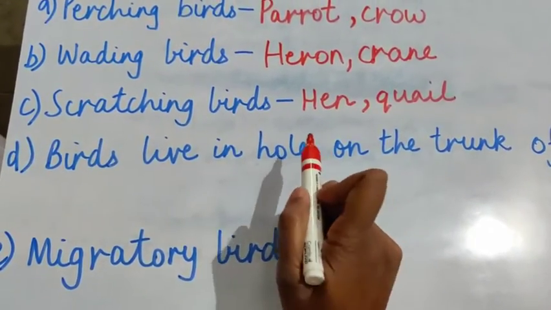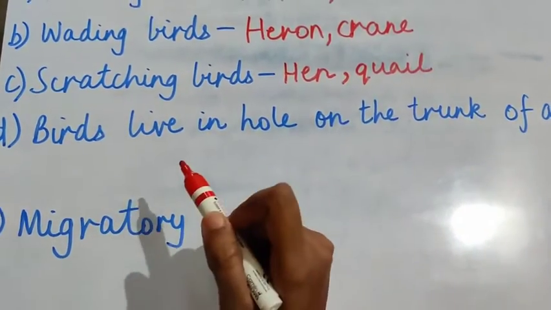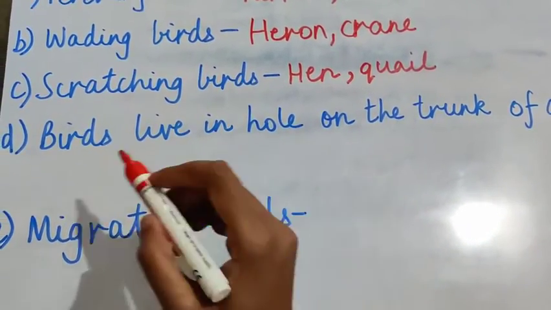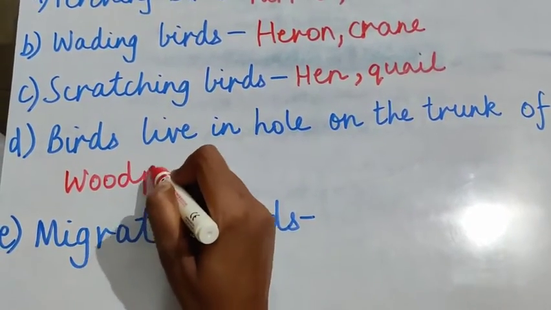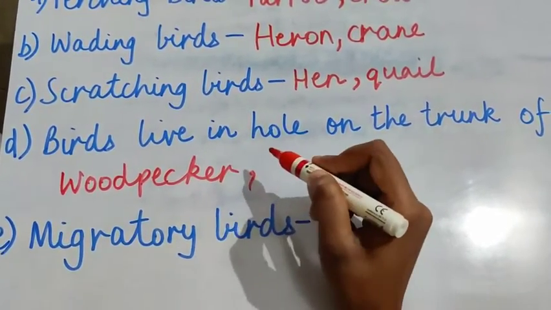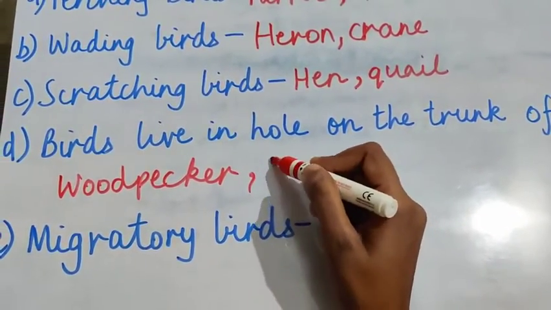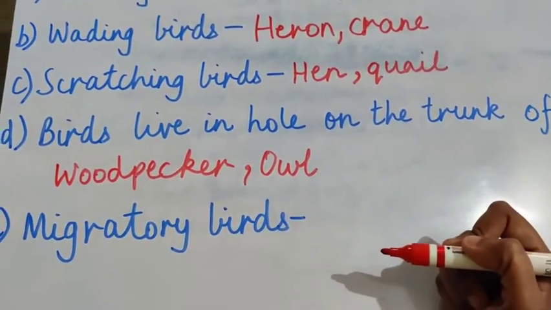Okay, now next is birds that live in holes on the trunk of a tree, right? Which birds live in holes? So one bird is the woodpecker, as we all know. And the second bird that lives in a hole of a tree is known as the owl, right? The owl also lives in a hole, right, students?